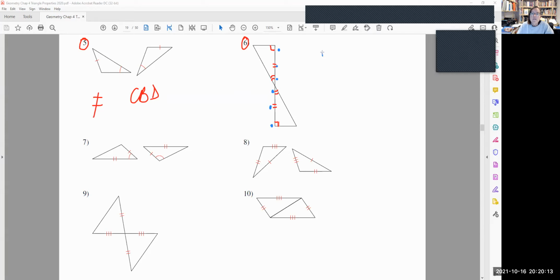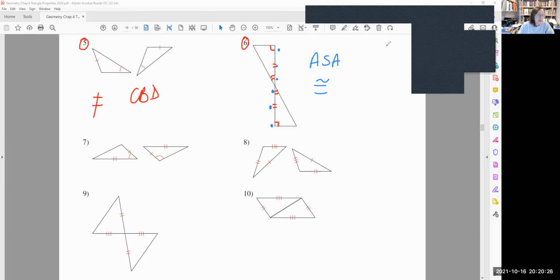Angle, side, angle. So this one qualifies by angle, side, angle congruency. All right, congruency shortcut. All right, let's take a look at number 7. I'm gonna give you a moment to process that one.